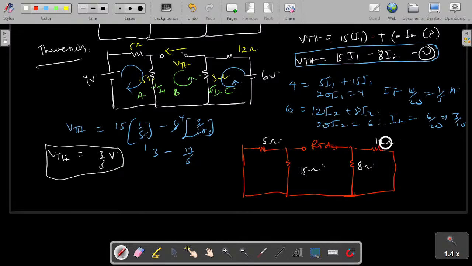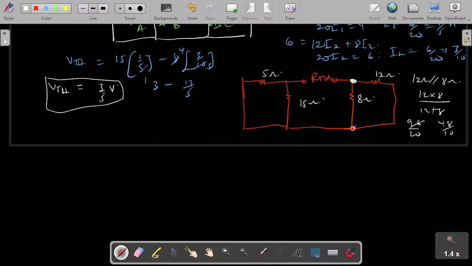So here I'm going to have 8 times 12. At this point you can see this and this are in parallel, as simple as that. So 12 ohm is parallel to 8 ohm. That is 12 times 8 over 12 plus 8, right? This is 96 over 20, which is 48 over 10. That is 4.8, right? So I can collapse these two and give me 4.8. Then I have my open circuit here, but these two have been collapsed, so they become 4.8 ohms. This is my RTH.